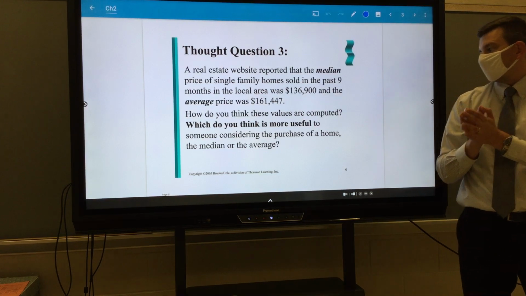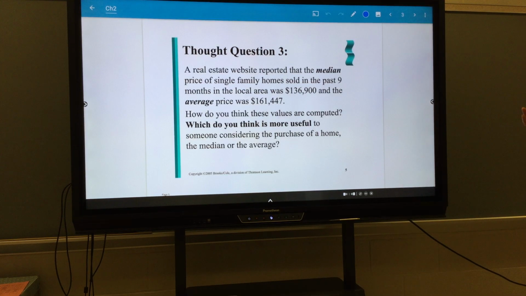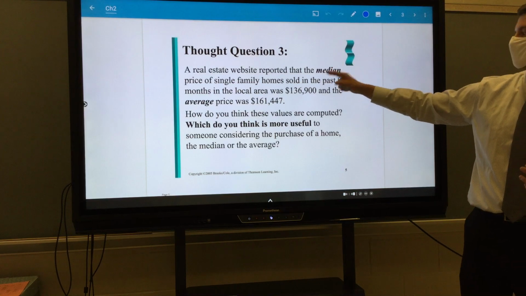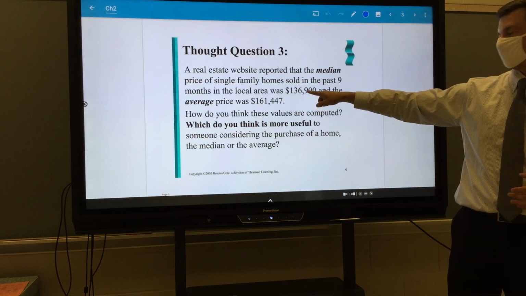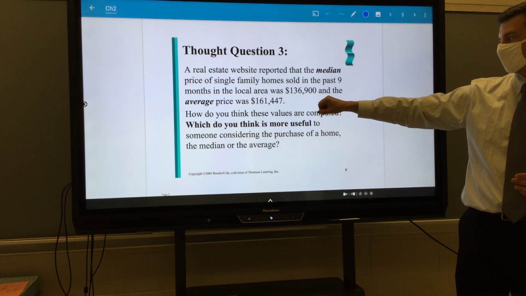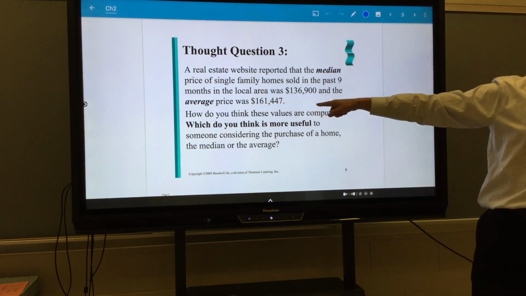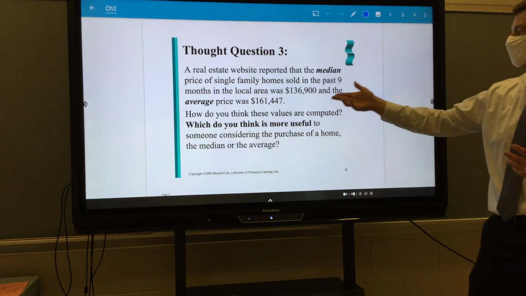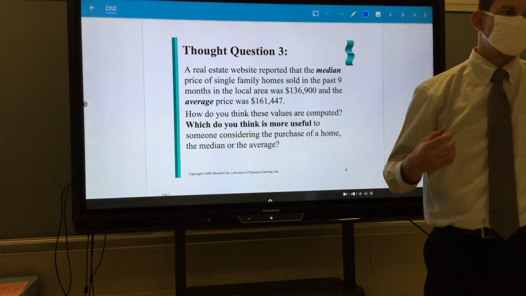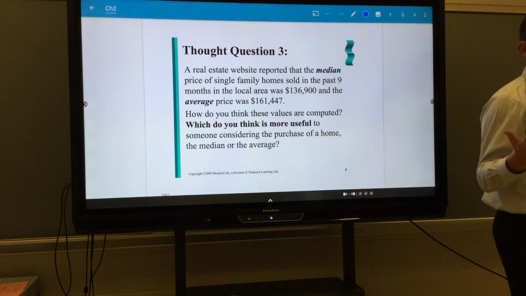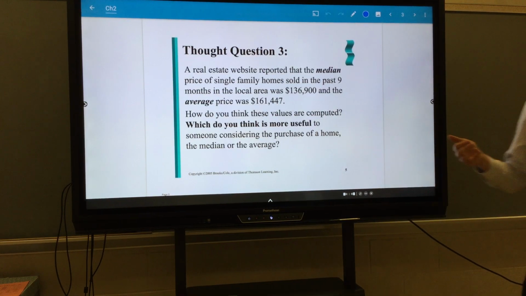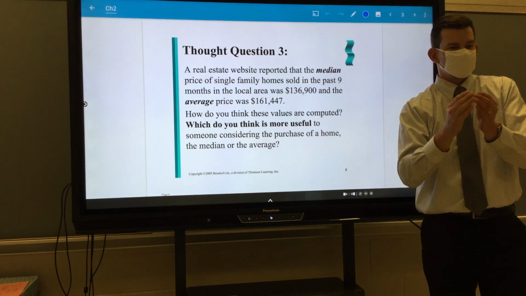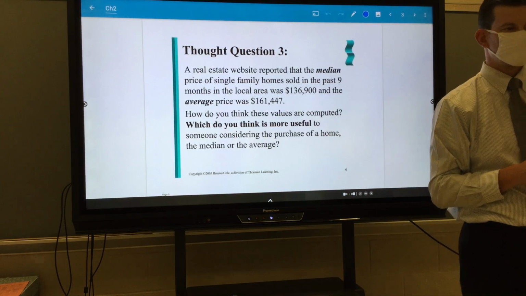Now, with that in mind, look at these. Look how much these numbers differ. The median, that middle number, is about $137,000. The average, the mean, is about $161,000. So these two measures of center differ by about $25,000. Why is there that difference between these two measures that are supposed to give us something kind of similar?